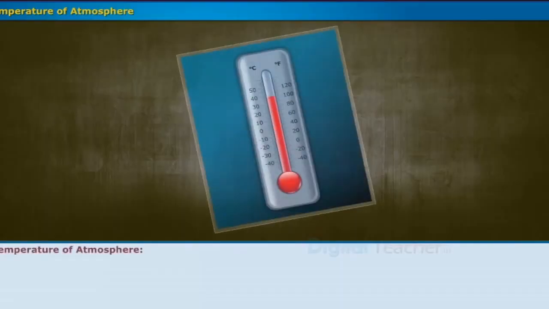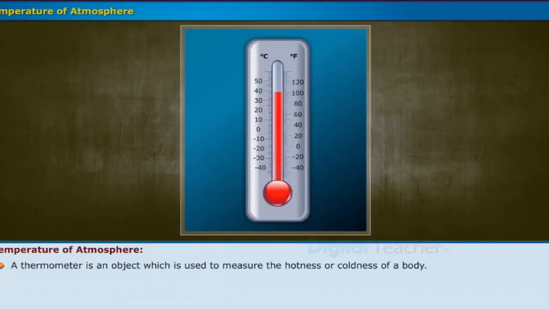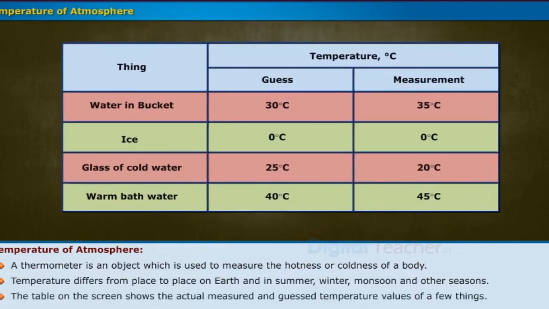Knowledge. Let us learn about the temperature of atmosphere. A thermometer is an object which is used to measure the hotness or coldness of a body. Temperature differs from place to place on Earth and in summer, winter, monsoon, and other seasons. The table on the screen shows the actual measured and guessed temperature values of a few things.